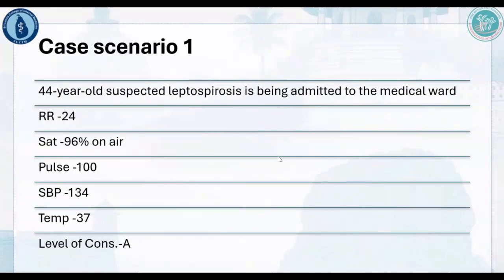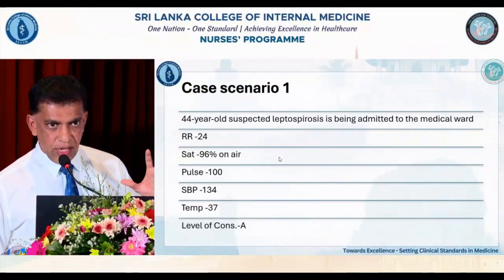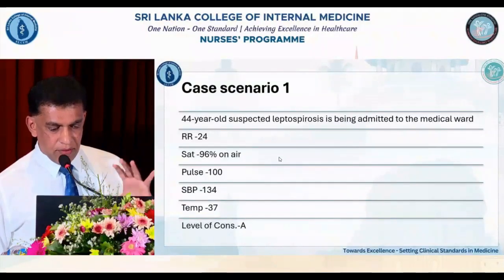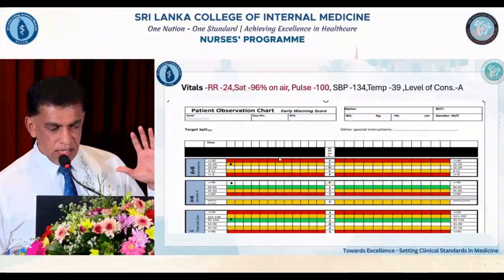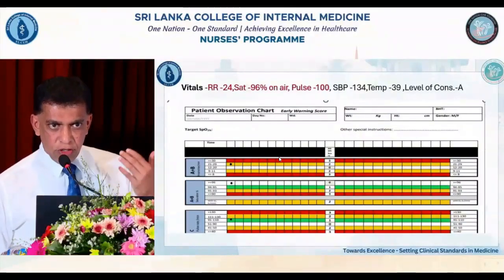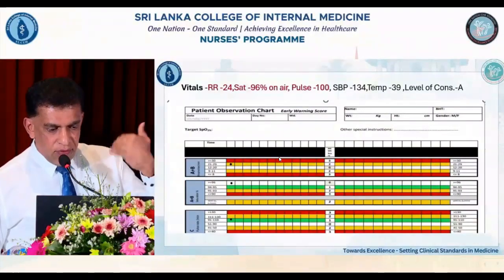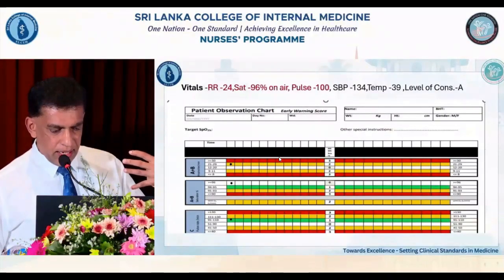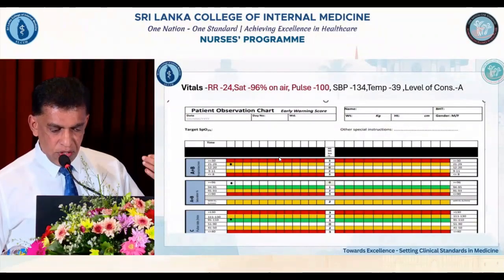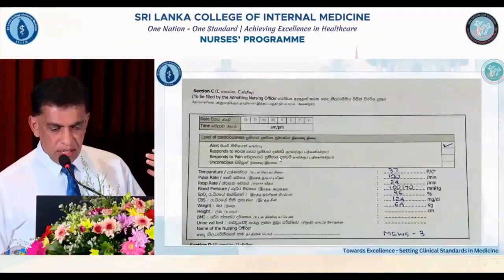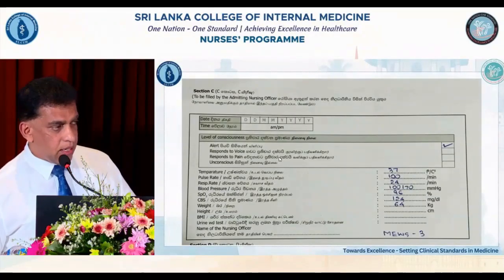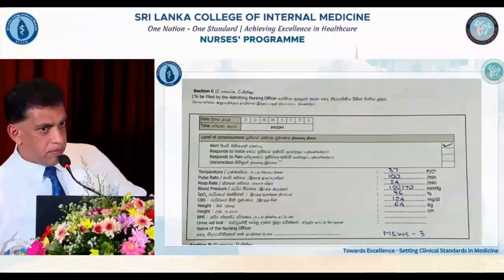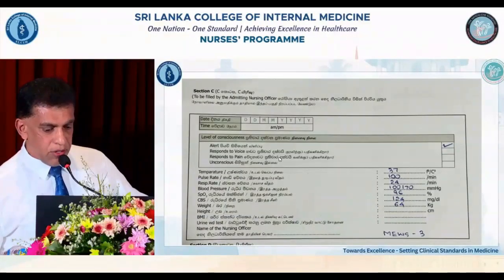Now this is a case of suspected leptospirosis, admitted straight to the medical ward from the admissions unit. These are the vitals. In the interest of time, I might not be able to let you go through this and score it, but if you just have a brief look, the respiratory rate falls into the yellow category and the pulse rate falls into the green category. This is the C side of the admission note filled by the nurses, and the MEWS score is 3.